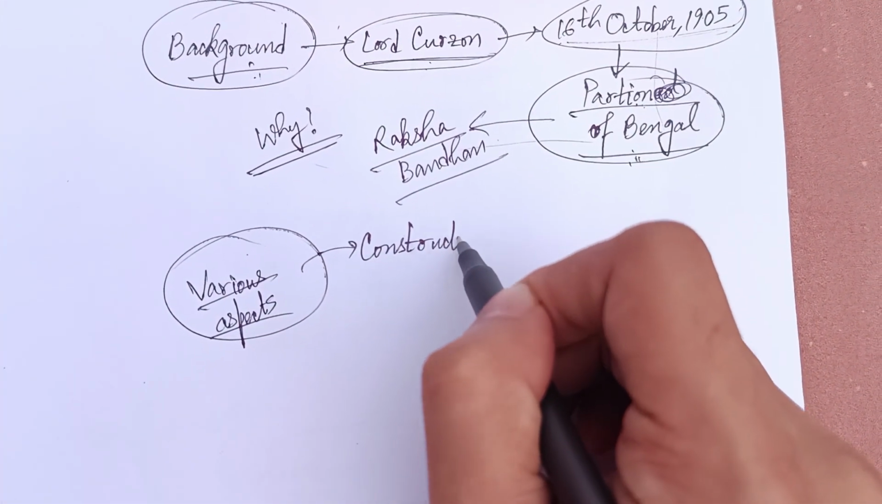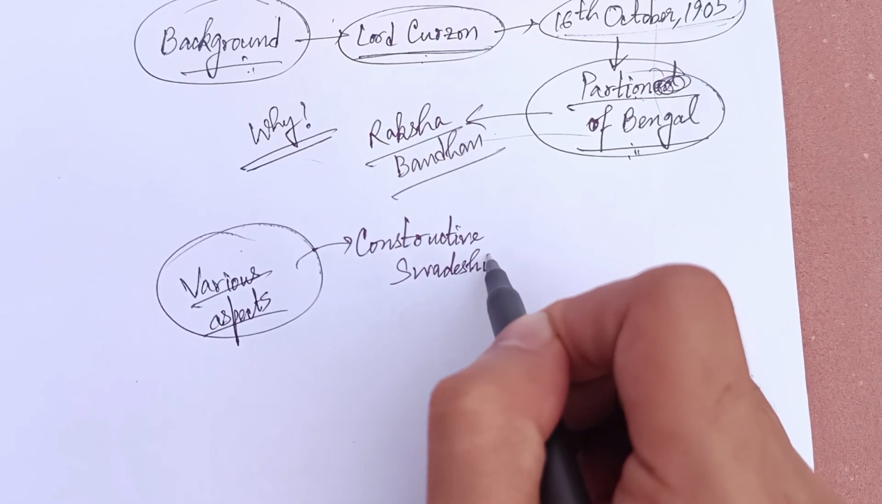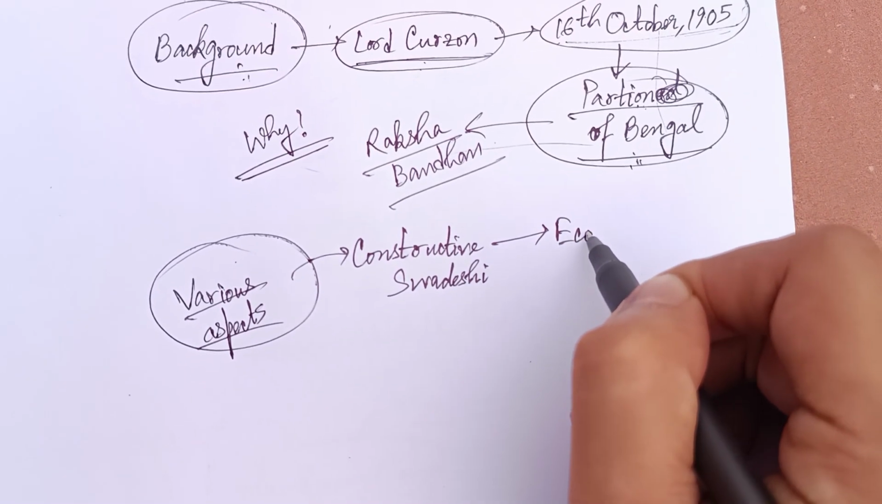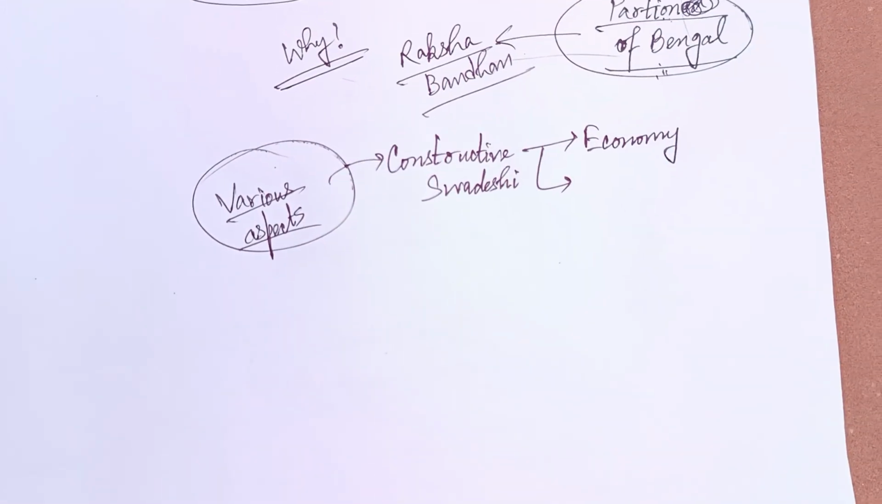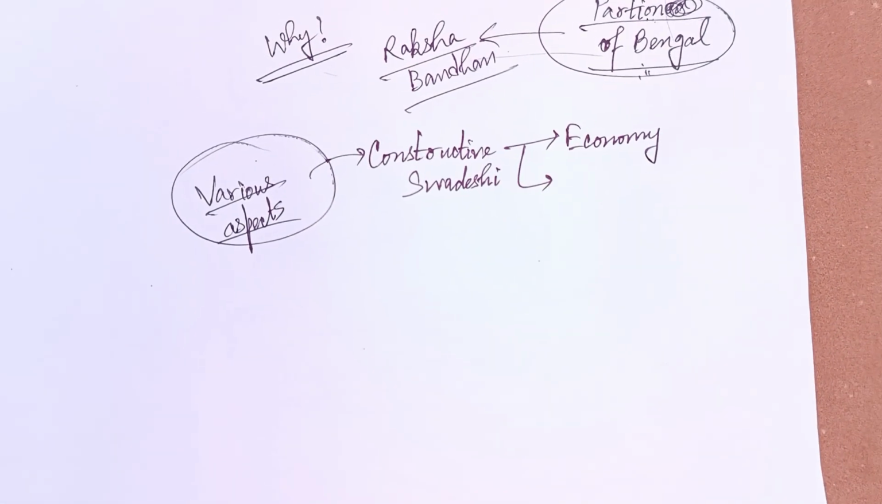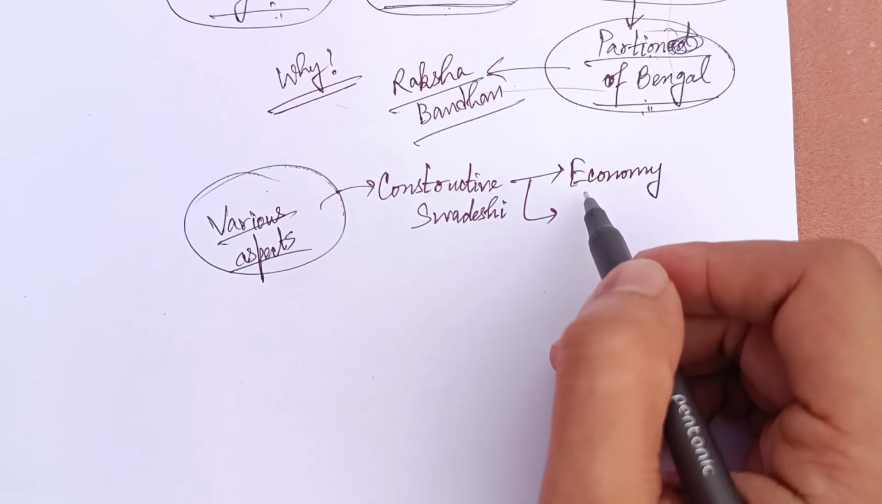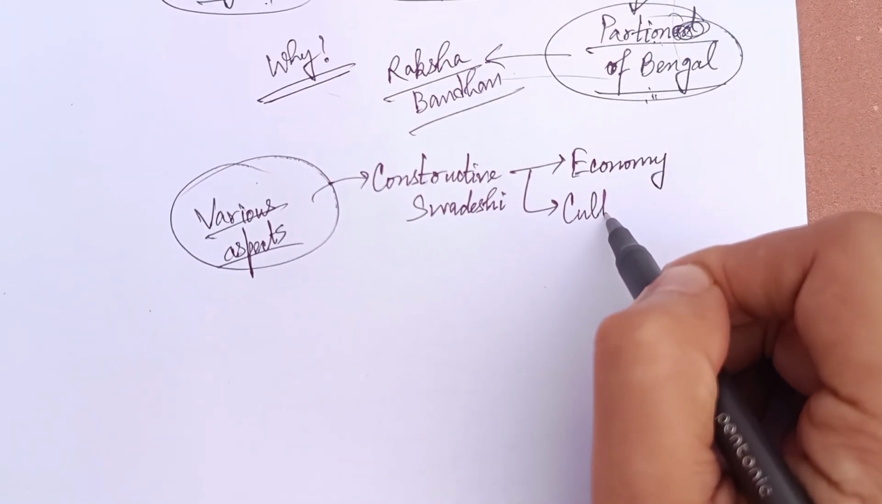Constructive Swadeshi. So in this constructive Swadeshi, there were two aspects. Economic, where different indigenous Indian industries were being started by different leaders, where there was an effort to revive the Indian economy. And also cultural.